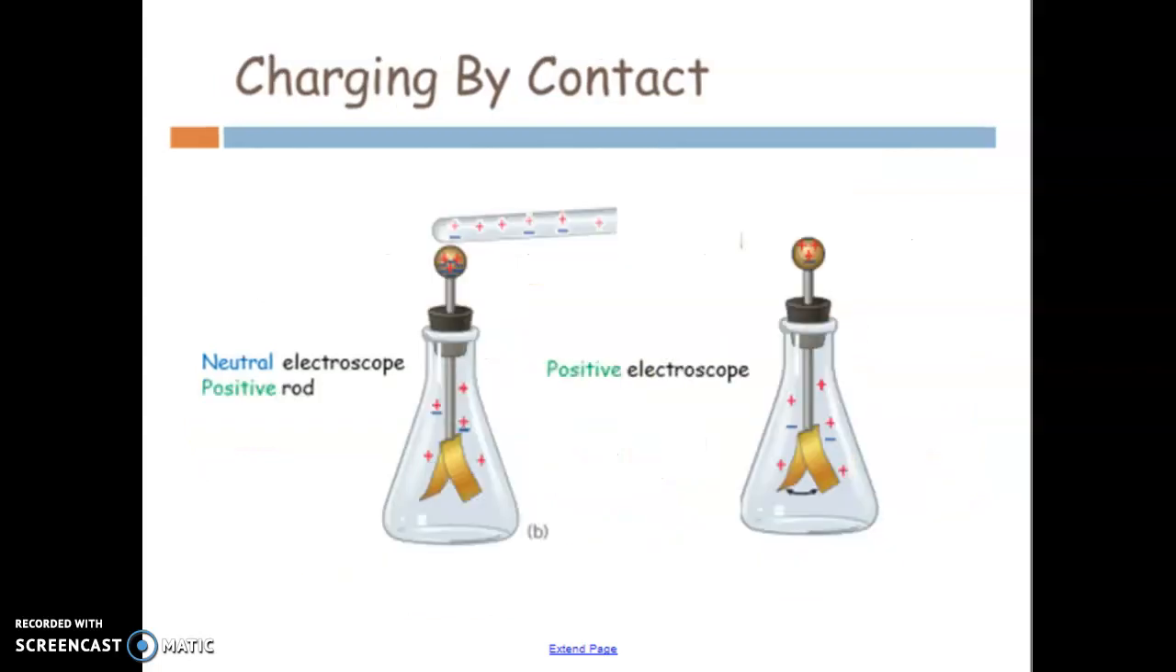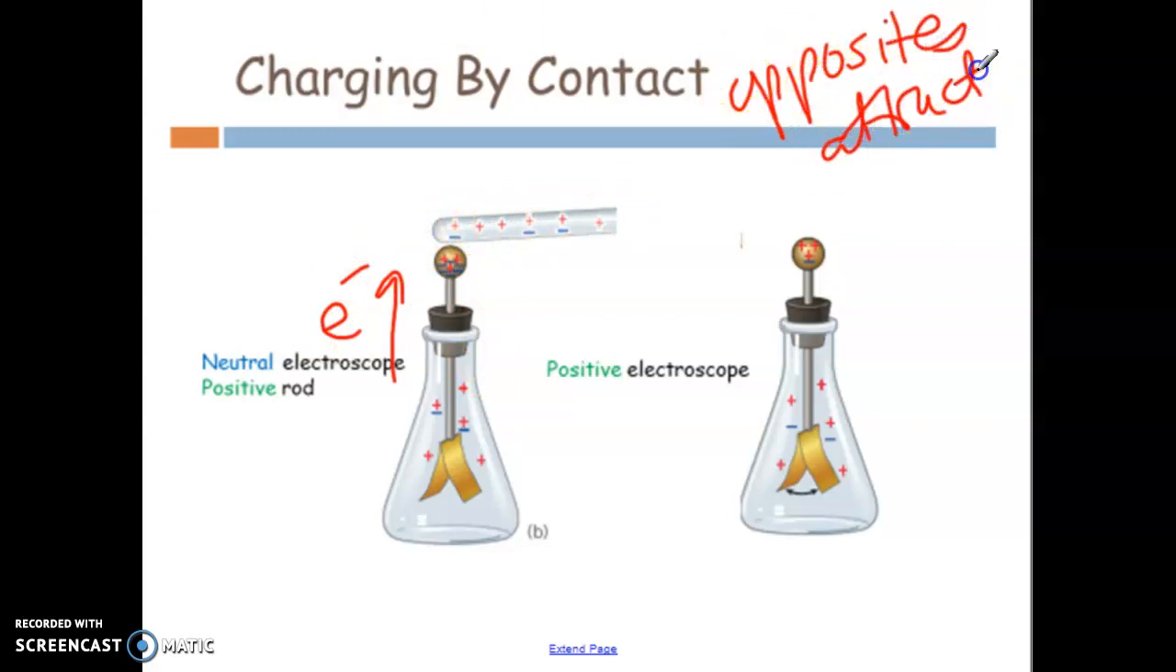Right? If we were to look at the opposite, where we have a positive rod instead, so the electroscope is neutral right now. We have a positive rod. All of the electrons in this electroscope are going to be attracted to this positive rod. Remember that opposites attract. So if you have a positive rod, electrons are going to be attracted. The negative rod, they were repelling. So what ends up happening is when this touches the rod, electrons are going to be gained onto the rod. So the electroscope is going to lose electrons because the electrons went onto the rod. So you touched it with a positive rod, the electroscope became positive.